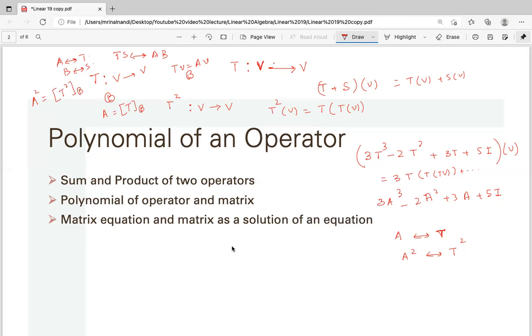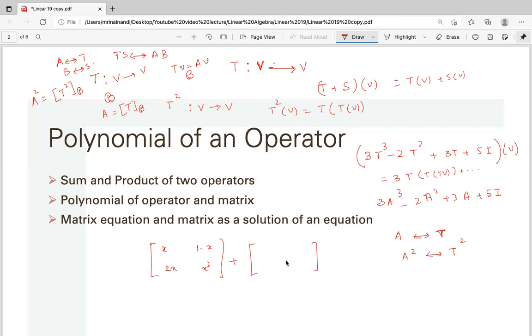Now, what is a matrix equation, and a matrix as a solution of an equation? Matrix equation means we can write some variable like x, 1 minus x, 2x, x square, in one matrix like that. Now this is a matrix equation, where there are some variables in the matrix.